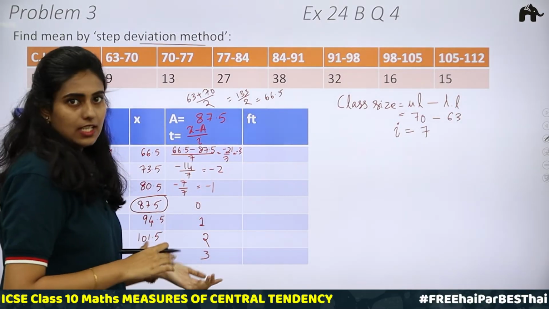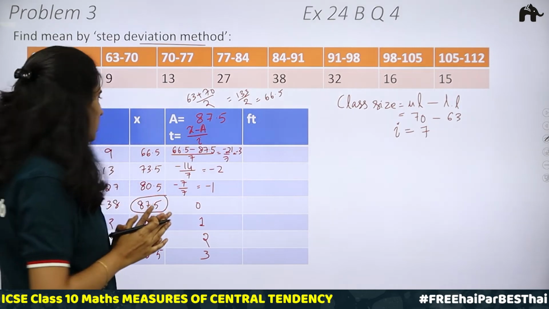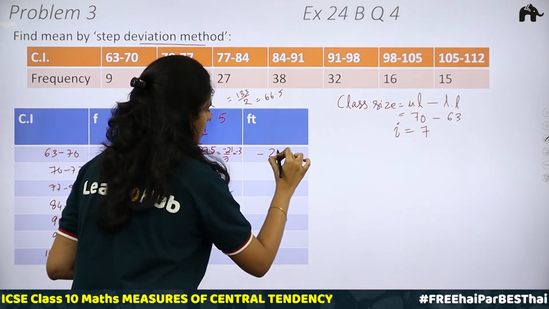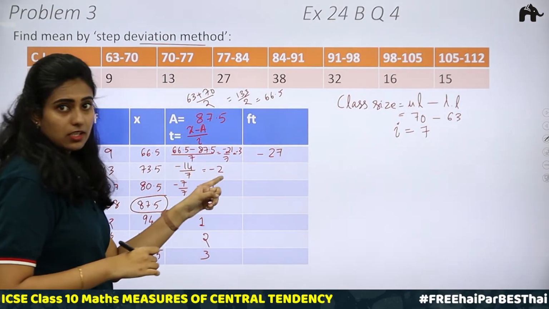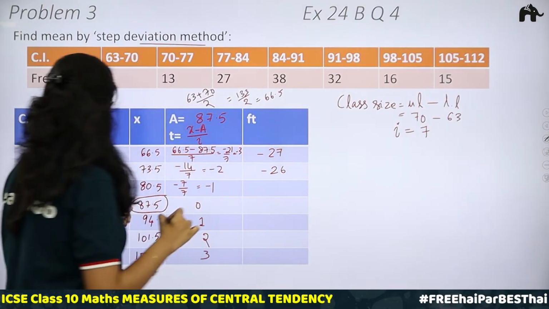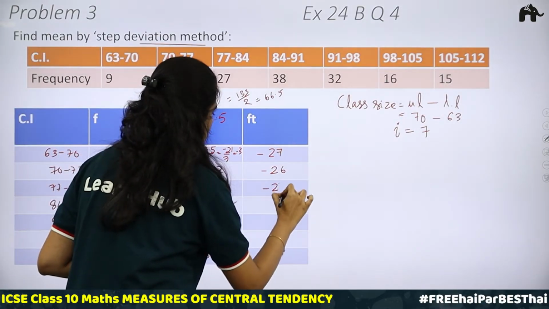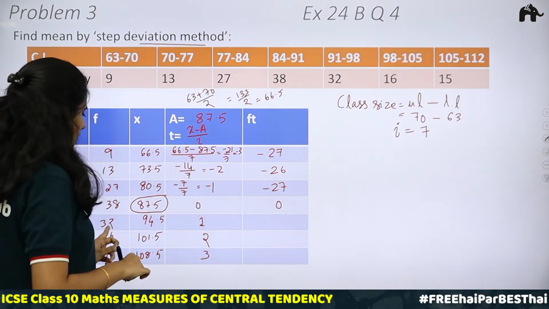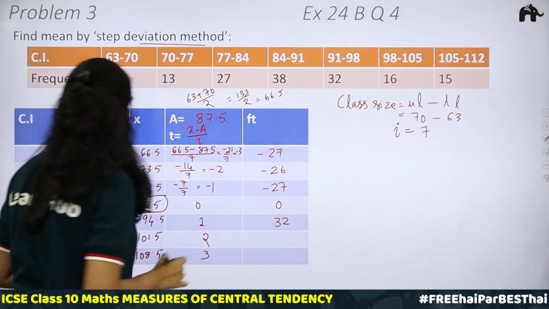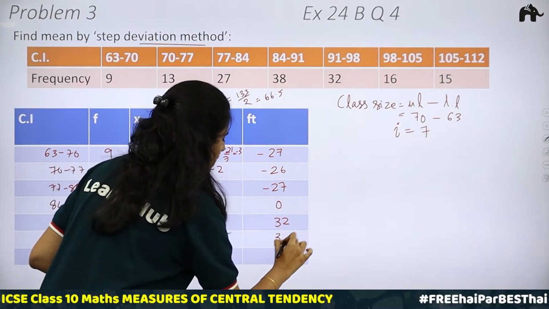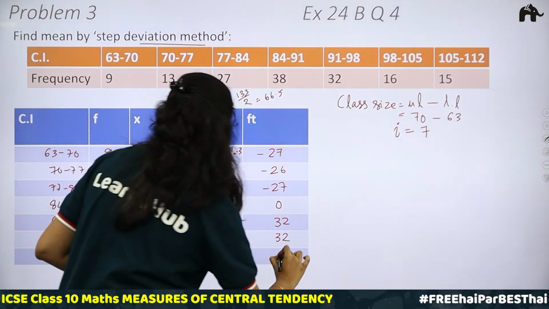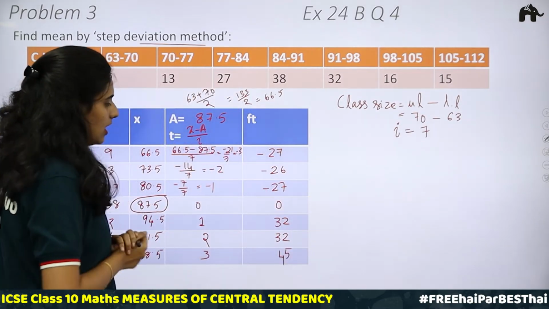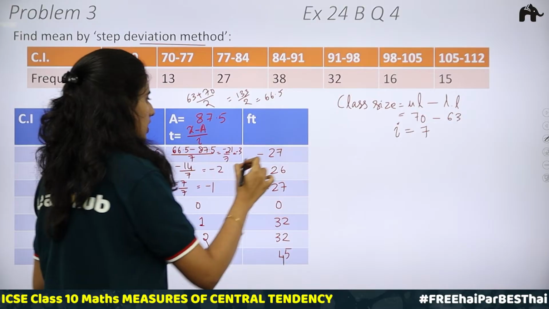Okay. So we have obtained t values. Now we have to find f into t. First frequency is 9. 9 into minus 3 is equal to minus 27. Next, 13 into minus 2 is minus 26. 27 into minus 1, minus 27. 38 into 0, 0. 32 into 1, 32. 16 into 2, 32. 15 into 3, 45.